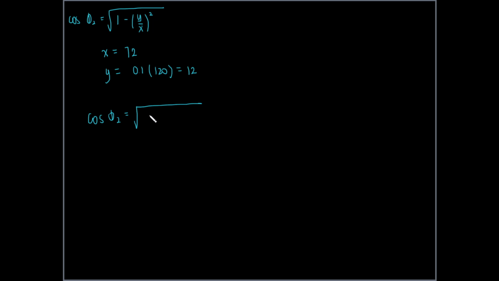So square root of 1 minus (y, which is 12, divided by x, which is 72) squared. Let me just get my calculator. So 12 over 72. This must give you 0.986.